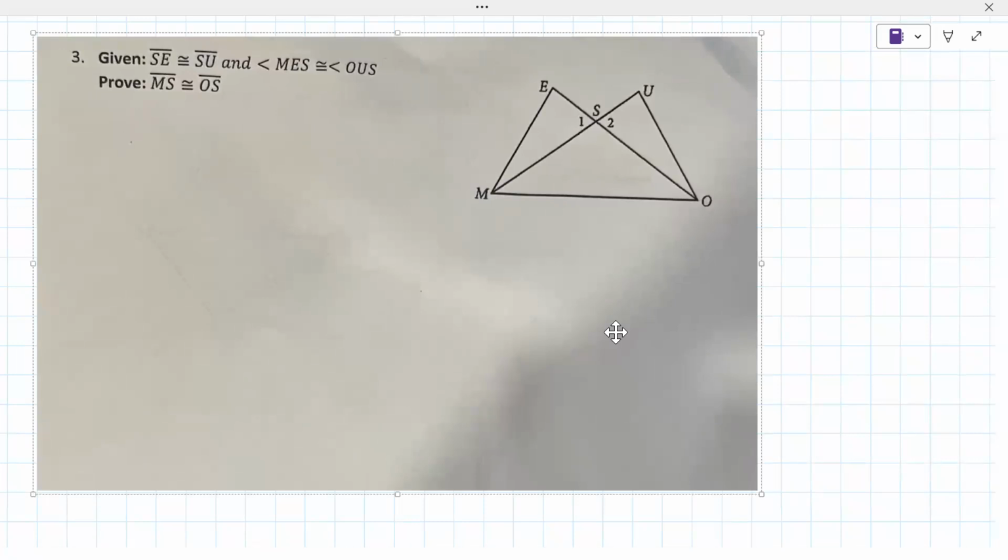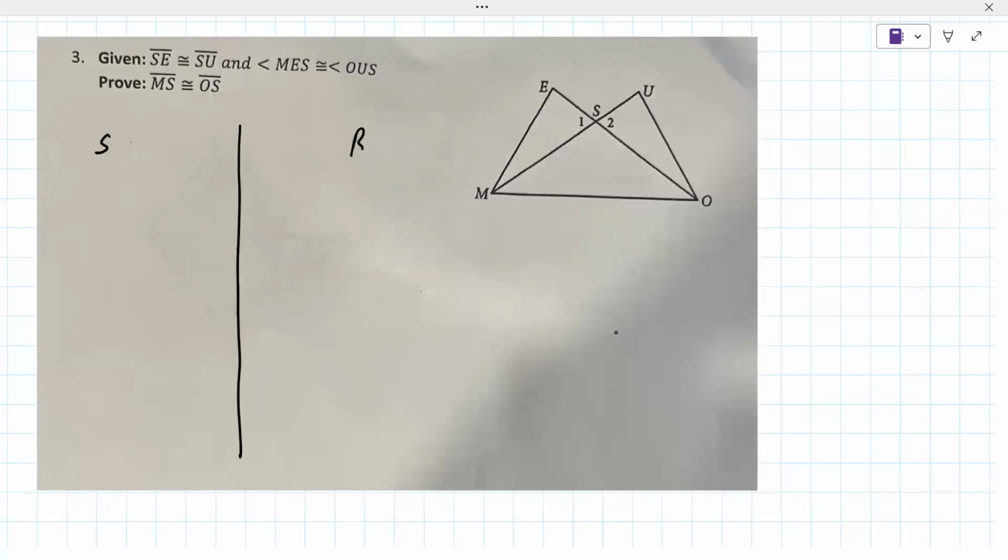All right. How can you set this one up? Well, we see that SE is congruent to SU. And then wait, what does that greater sign part mean? Angle. So that's our angle. Okay. So then angle MES is congruent to angle OUS.